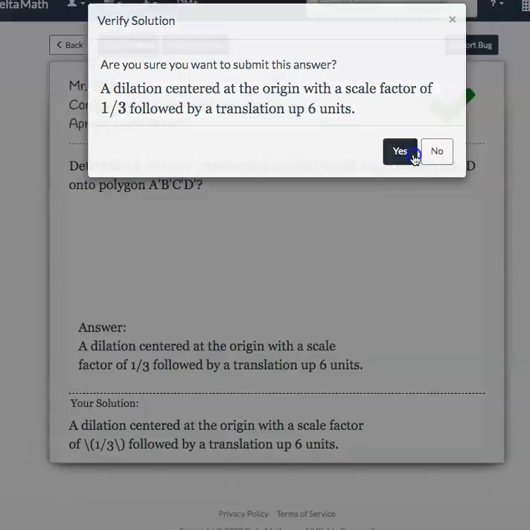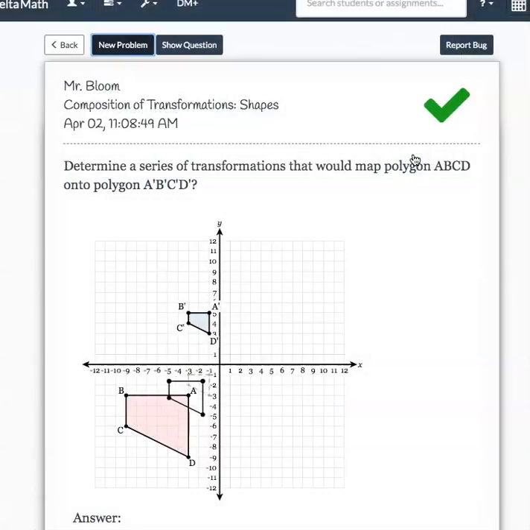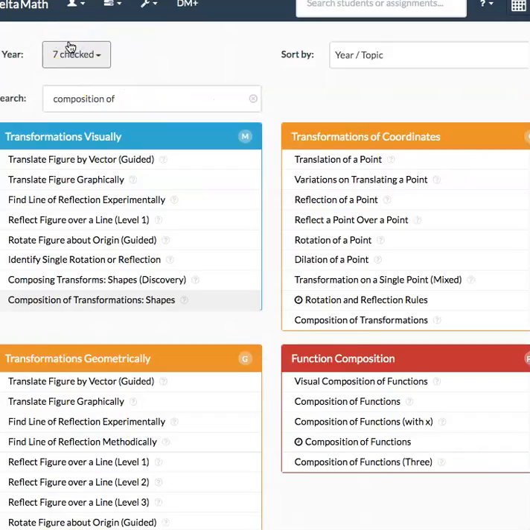Submit. Okay, I hope this is helping on how to do this particular portion of your Delta Math. Now remember, what this is is your transformations visually, okay? And it's the composition of shapes is what we're doing. That's that composition of transformations. It's shapes, and that's the one you've been doing.